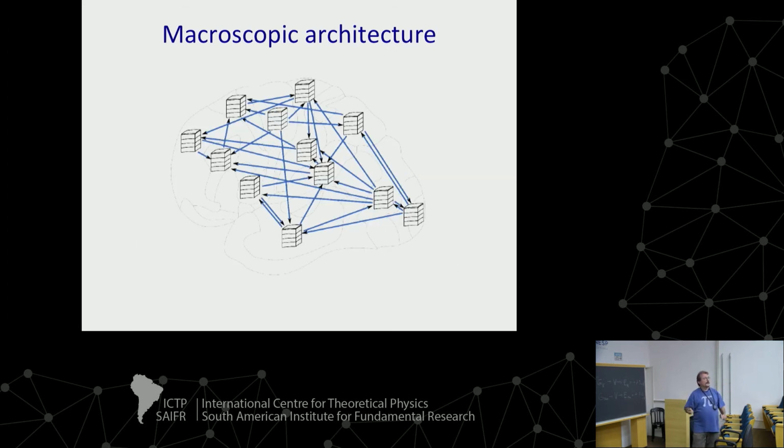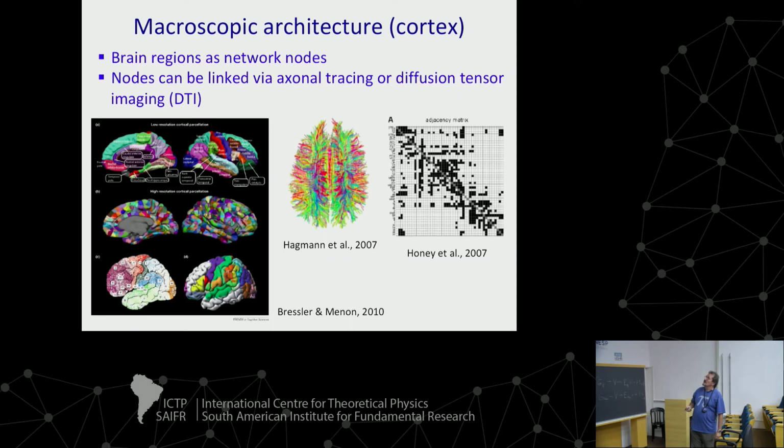Okay, and now for macroscopic architecture. So how do you describe the architecture of the whole brain? The basic technique nowadays is to use something like functional magnetic resonance imaging, fMRI, to measure the activity of different brain regions, because this technique is not able to capture the activity of single cells, not even local circuits, but of large populations of cells, which correspond to brain regions. So each region would be a node in your network, and then you link the nodes via links that are given by axonal tracing or diffusion tensor imaging.